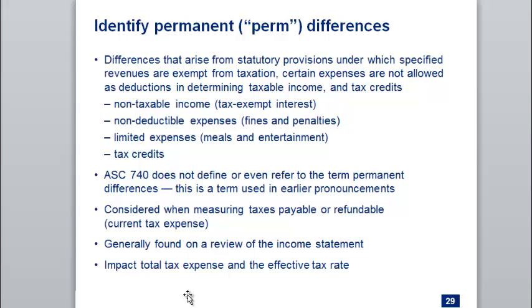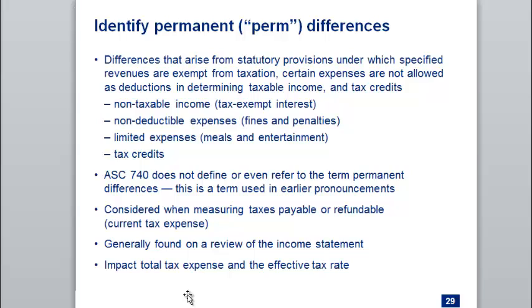Fines and penalties. If you're a company that has $100 of income and you'd expect to pay $35 of tax, but within that $100 of income is $10 of fines and penalties that cause you to have 100 of income instead of 110, that fine and penalty wouldn't be deductible for tax purposes. So your tax is not going to be 35. Your tax will be 38.5 because it would be $110 of taxable income times 35%.